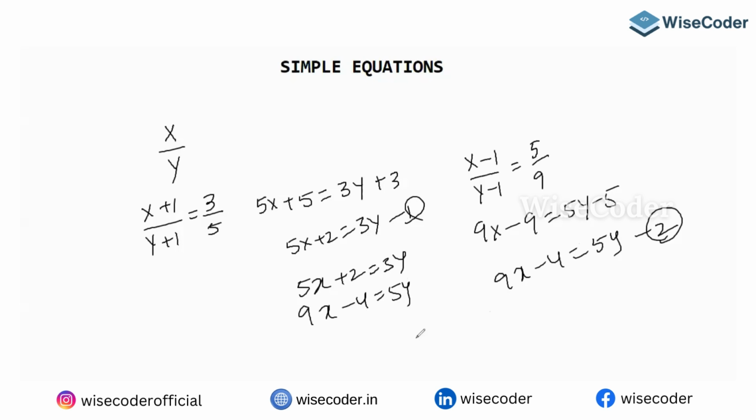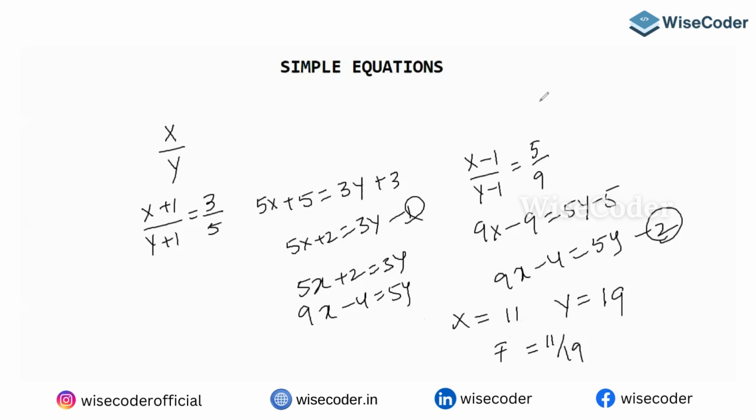So to get x and y, if you calculate this, you will get x equals 11. If you substitute 11 in any of the equations, you will get y. If you calculate y, you will get 19. You can do it. Then the fraction will become 11 by 19. This is one method to solve these types of questions.